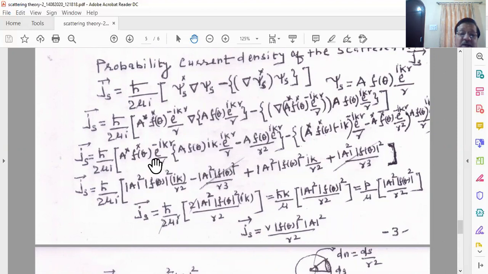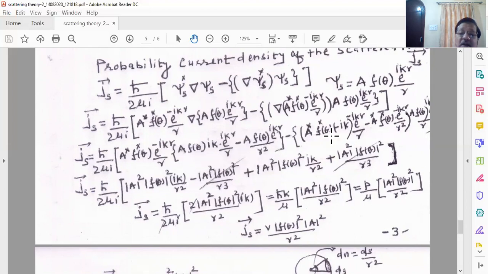Now look at the second term. A star into a gives you mod a square. F theta star f theta gives you mod of f theta square. E to the power of minus ikr and e to the plus ikr gives you e to the power of 0, which is 1. 1 upon r into 1 upon r square gives you 1 upon r cube, with a minus sign, because there is a minus sign here. So there is a minus sign and a 1 upon r cube factor. Now this term is over.